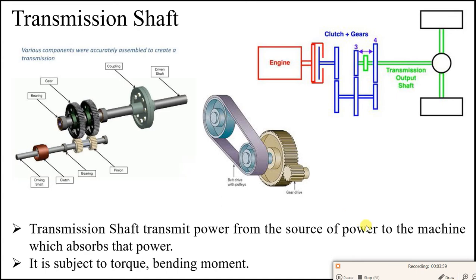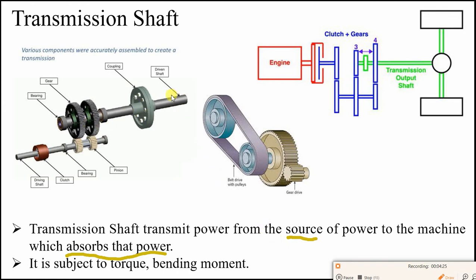So what is a transmission shaft? When power is transmitted from one shaft to another shaft, or from the source, meaning the input from where power is generated, to a machine which absorbs the power, then that shaft is called a transmission shaft.